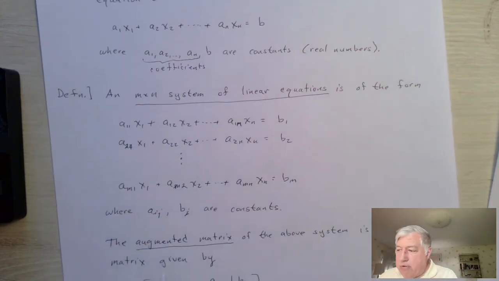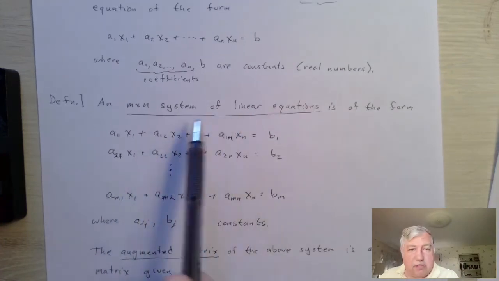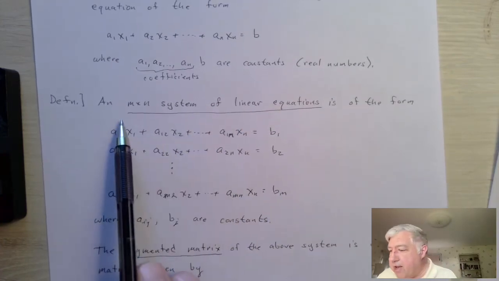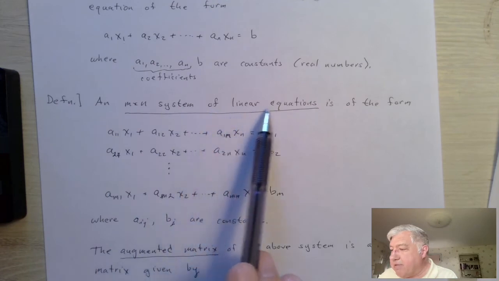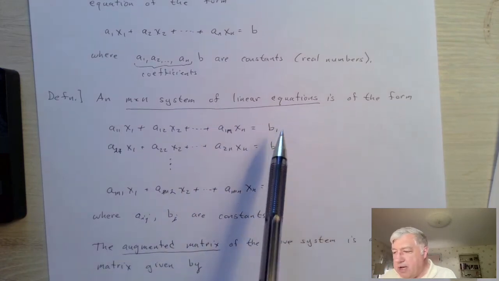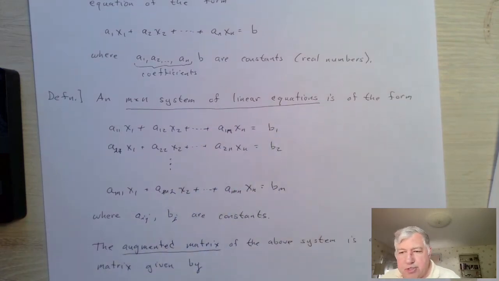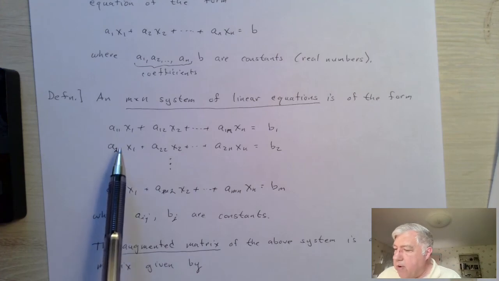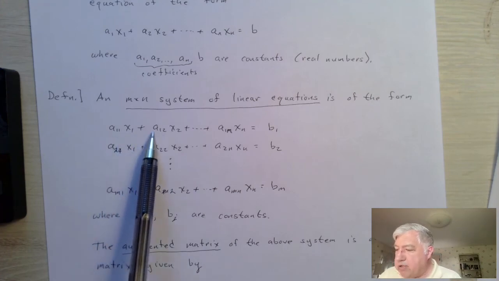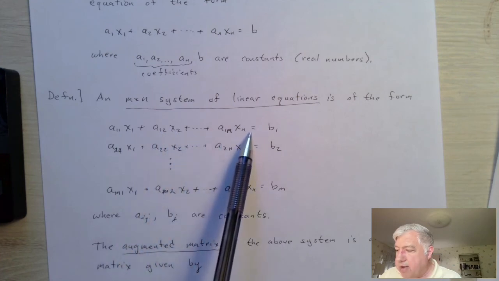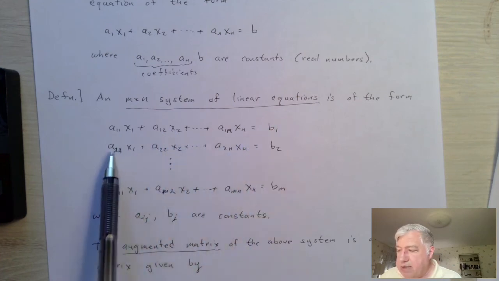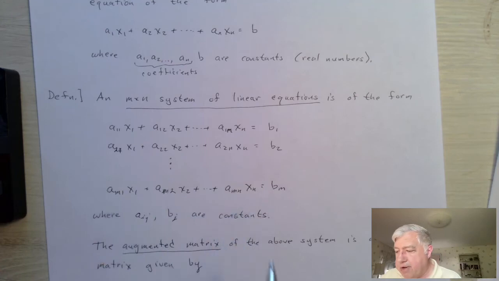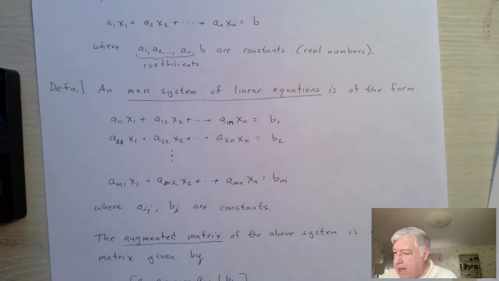Okay, and what we're really looking at is systems of linear equations, and we say an m by n system of linear equations consists of m equations and n unknowns, or n variables. So we have something like this. We have these m equations where we have something times x1 plus something times x2 and so on equals a constant b1, and then we have another equation and another equation like that.